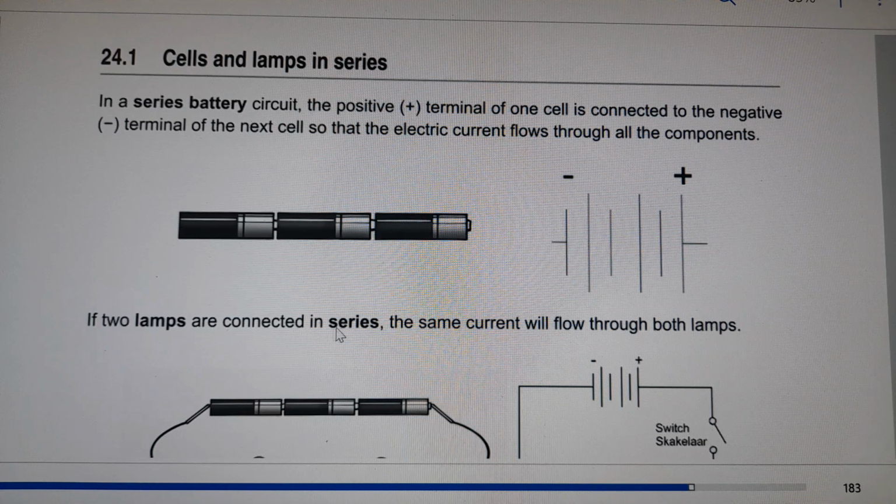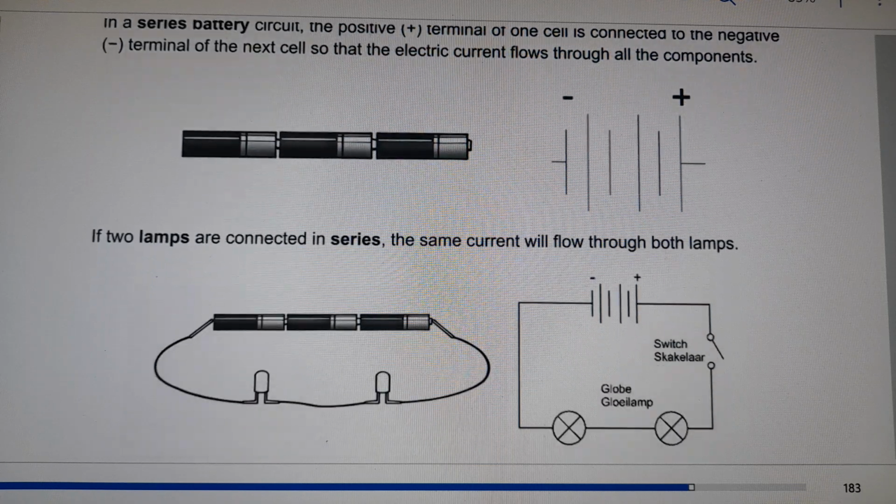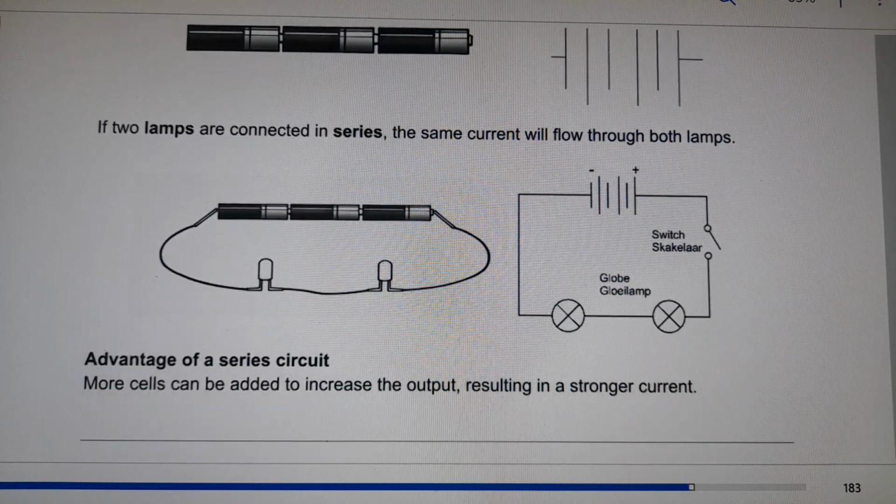If two lamps are connected in series, the same current will flow through both lamps. We have done this, we even did the practical. So we have the cells that are connected in series, and we have the light bulbs that are connected in series, and the same current will flow. What are the advantages of a series circuit? More cells can be added to increase their output. So if we connect more cells in series, the output will increase, which means the bulbs will shine brighter, and it will result in a stronger current.